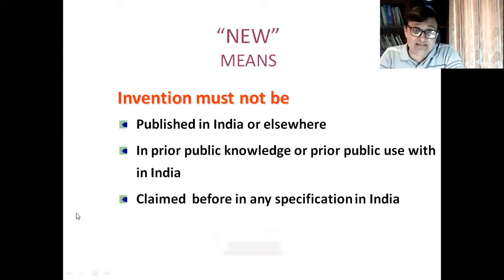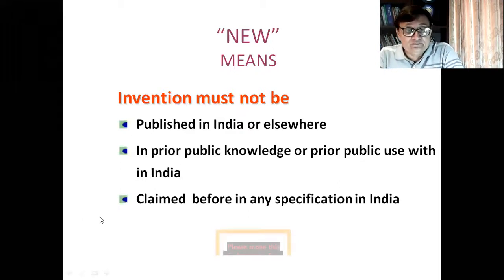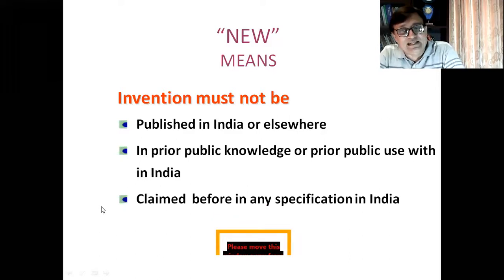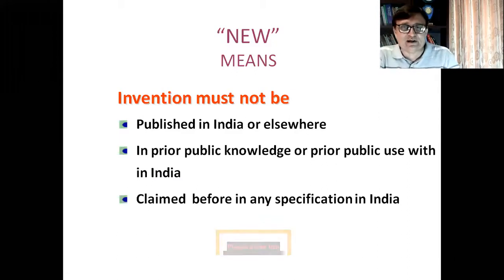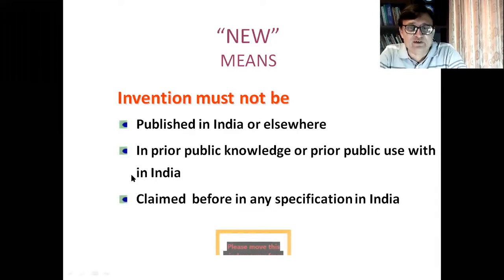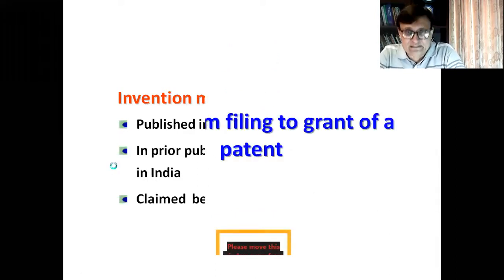What is new? Because I have used the word novel. An invention is to be treated as new when it is not published, published in India or elsewhere. The invention must not be published in India. If it is already published, it is not new. If it is already in public knowledge or prior public use in India, then it is not novel, it is not new. So if it has not been claimed before in any specification in India, it will be treated as new. This is the meaning of novelty.